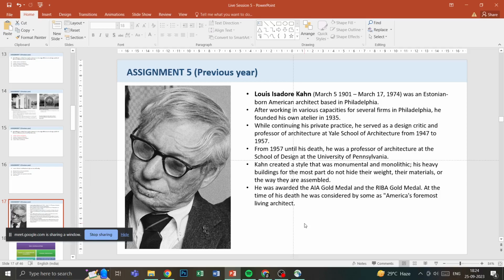Kahn created a style that was monumental and monolithic. His heavy buildings for the most part do not hide their weight, their materials or the way they are assembled. He was awarded the AIA Gold Medal and the RIBA Gold Medal. At the time of his death, he was considered by some as America's foremost living architect.